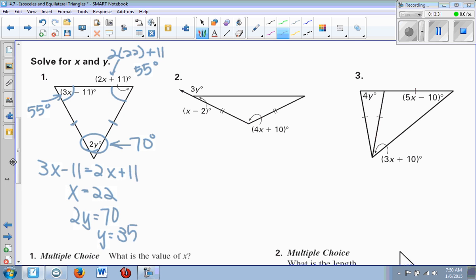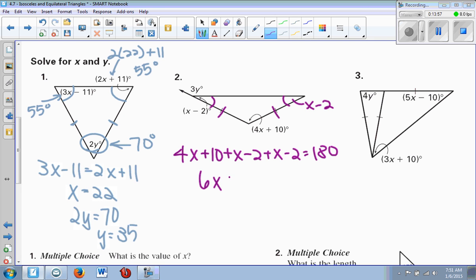Again, in the next problem, we have an isosceles triangle, which makes two congruent base angles. So if the one on the left is x minus 2, so is the one on the right. So when I add the angles together, since it's a triangle, I want to add them so that they make 180. And now it's just about combining like terms and solving the equation. So I've got 6x plus 6 equals 180.